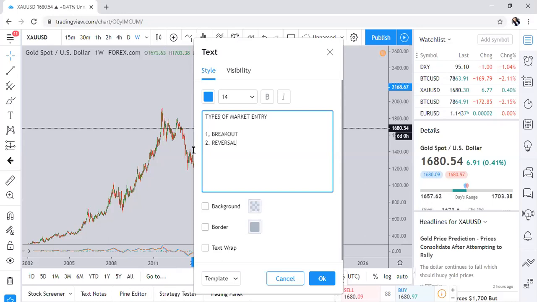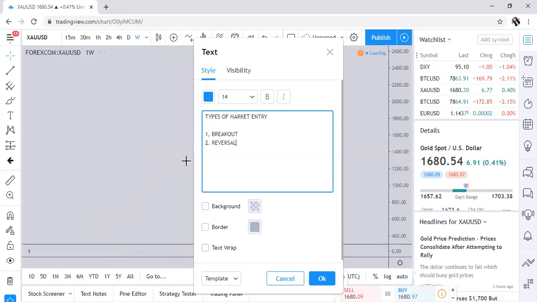We have the breakout and the reversal. So the reversal can also be called type 2, while the breakout can be called type 1.